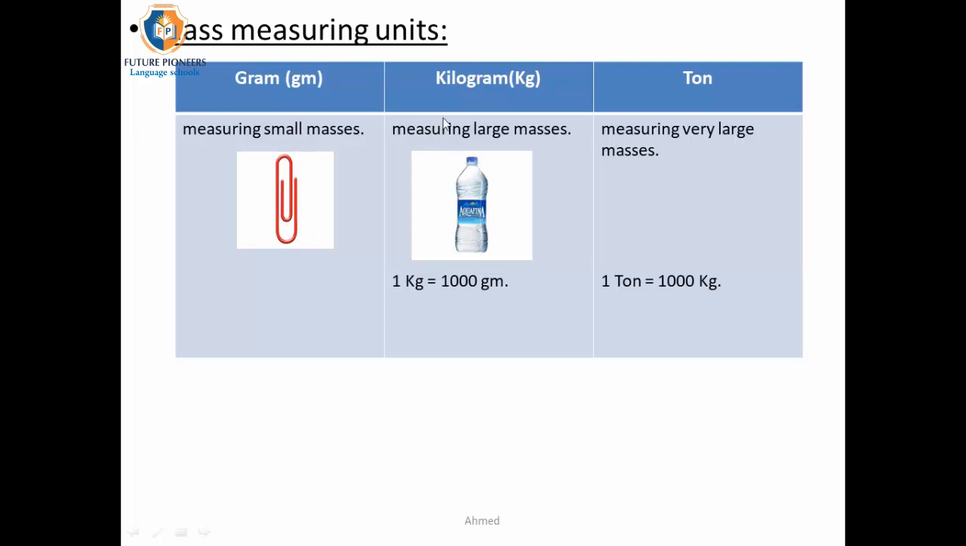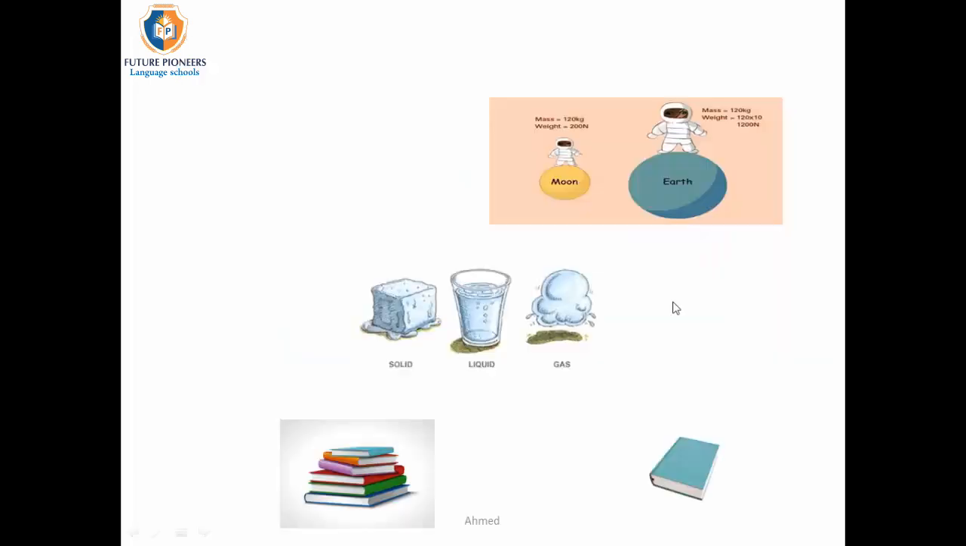The second unit is kilogram, and 1 kilogram equals 1000 gram, and it is equivalent to the mass of 1 liter of distilled water. And the last unit is ton. Ton is the measuring unit of very large masses like the masses of cars and very large loads.